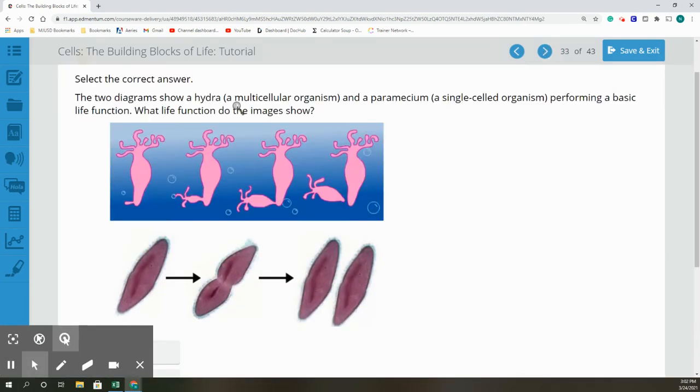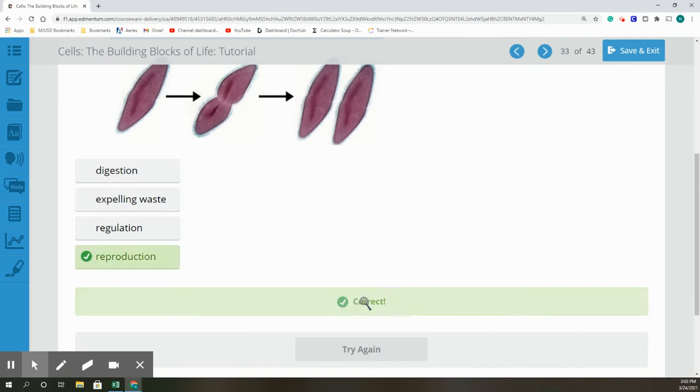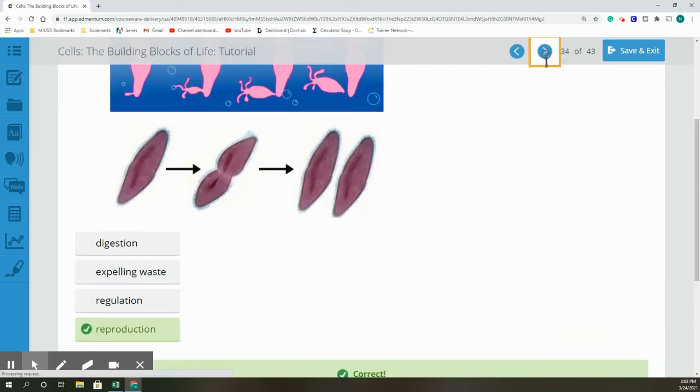The two diagrams show a hydra, which is a multicellular organism, and a paramecium, a single-celled organism, performing a basic life function. What life function do these images show? If you said reproduction, you'd be correct.